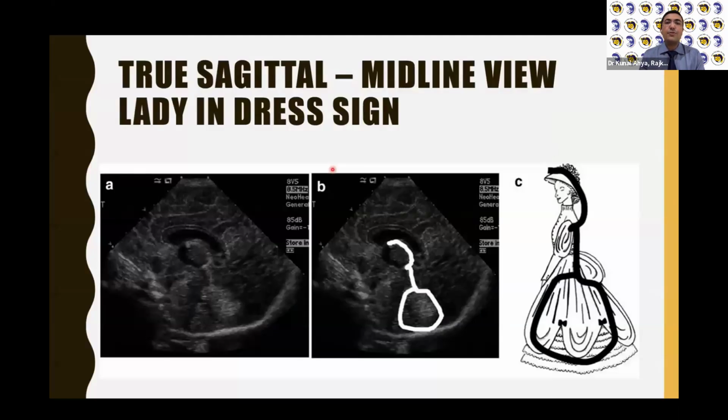Okay. So how do you know whether you are in the actual center or the exact midline? You identify it by this sign, which is called the lady in dress appearance. So here you can see this is an English lady wearing a big gown. So it is called the lady in dress sign. Similarly, this is the head part, this is the shoulder part, the body, and this is the big gown. So this is the lady in dress sign. If you see this, you know that you are exactly in the center or the midline.